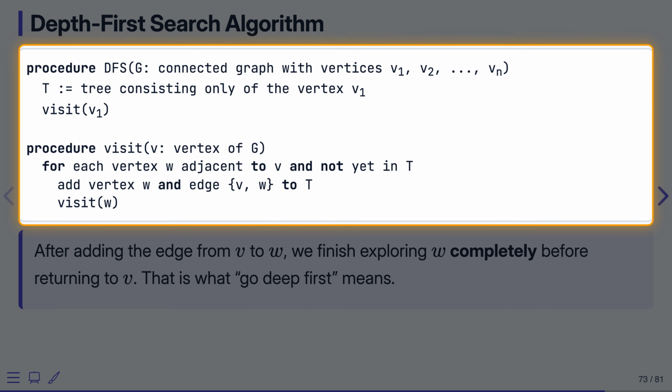This is the procedure for depth-first search. We start with a tree T that holds only the first dot, V1. Then we call visit on V1. The visit procedure does the real work. For each dot W that is next to V and not yet in the tree, we add W and the edge from V to W, and then, straight away, we call visit on W.